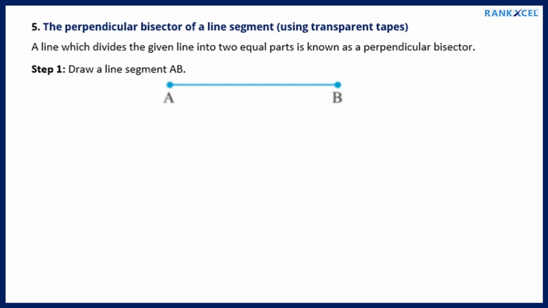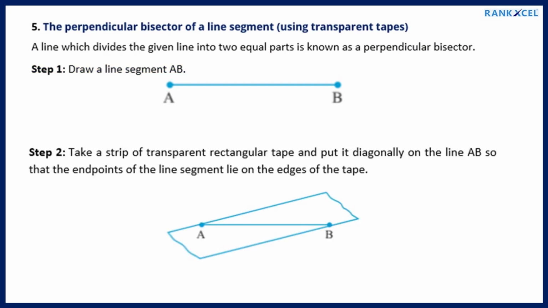5. The perpendicular bisector of a line segment, using transparent tapes. A line which divides the given line into two equal parts is known as a perpendicular bisector. Step 1. Draw a line segment AB. Step 2. Take a strip of transparent rectangular tape and put it diagonally on the line AB so that the endpoints of the line segment lie on the edges of the tape.